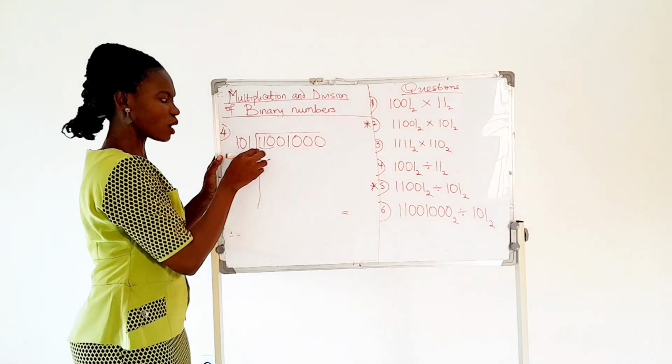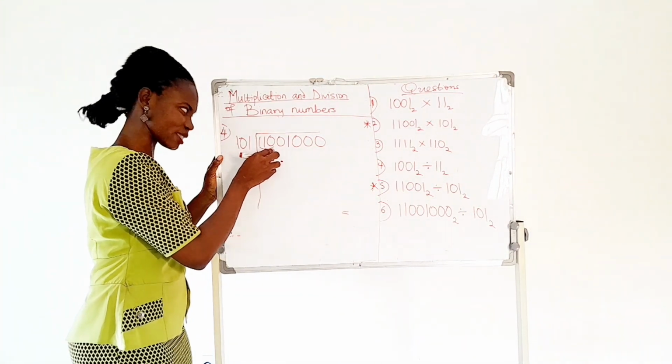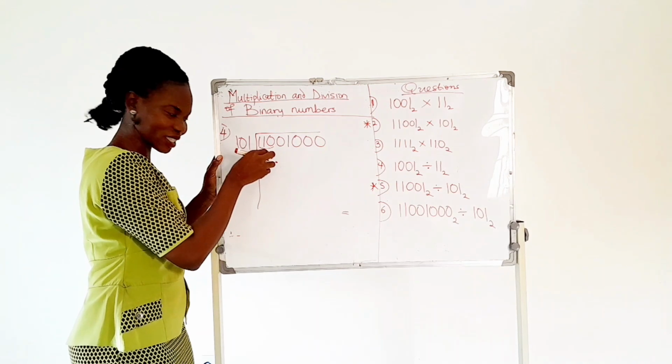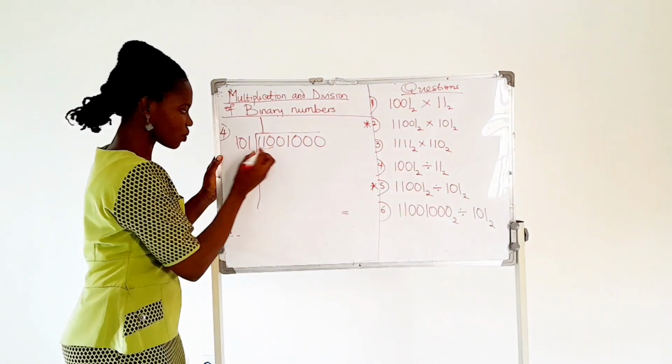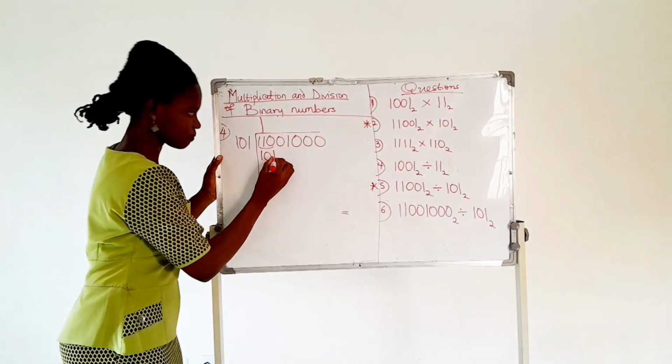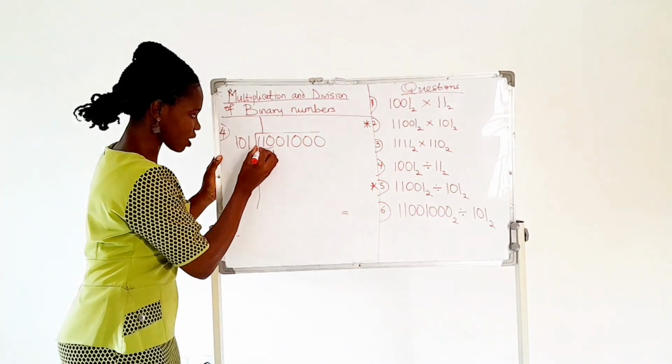So can 1, 0, 1 go in 1, 1, 0? Yes, because 1, 1, 0 is bigger than this, so it can actually go. So since it can, 1. 1 times 1, 0, 1 gives me 1, 0, 1. You follow me? You subtract, minus.